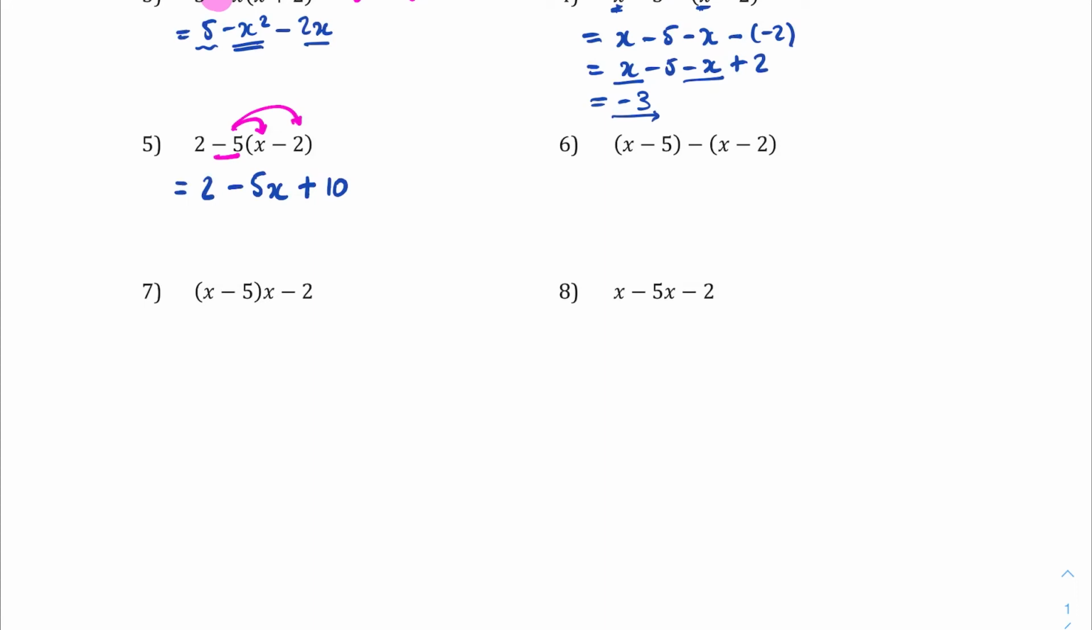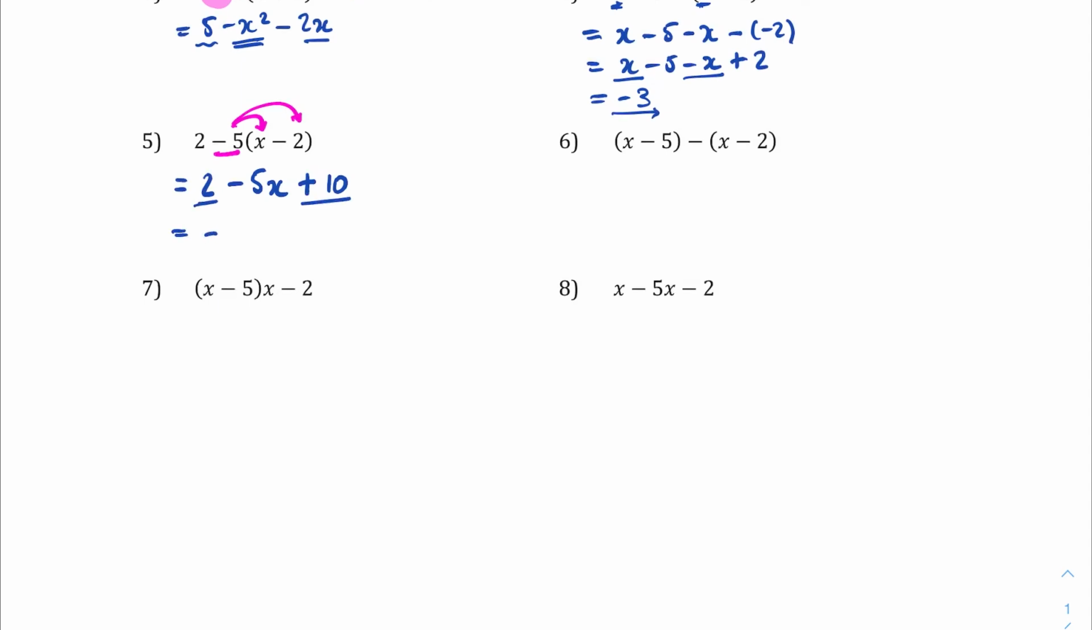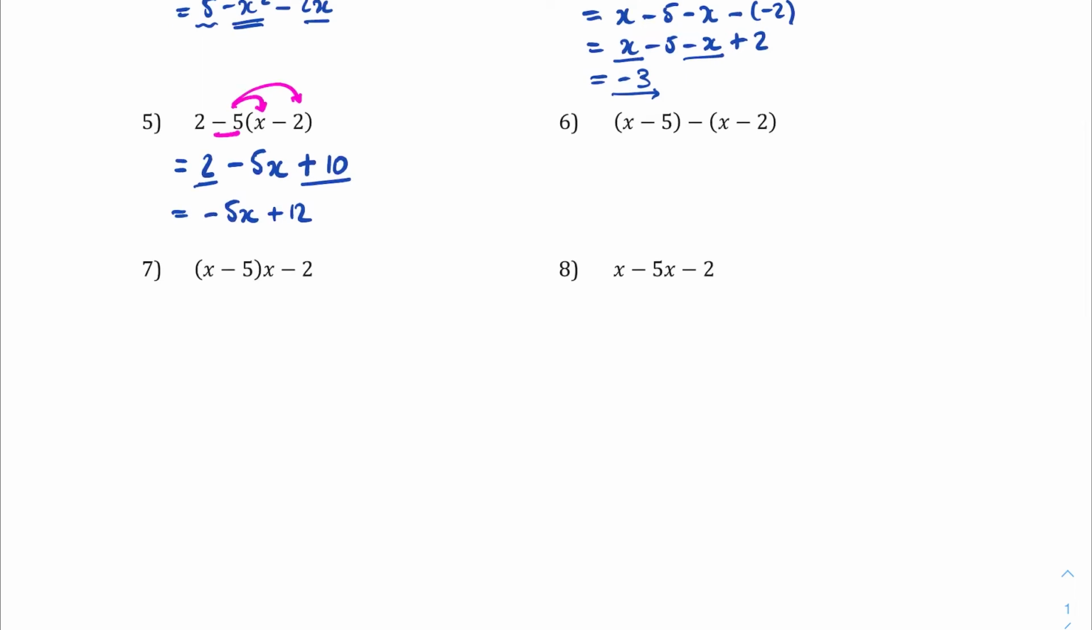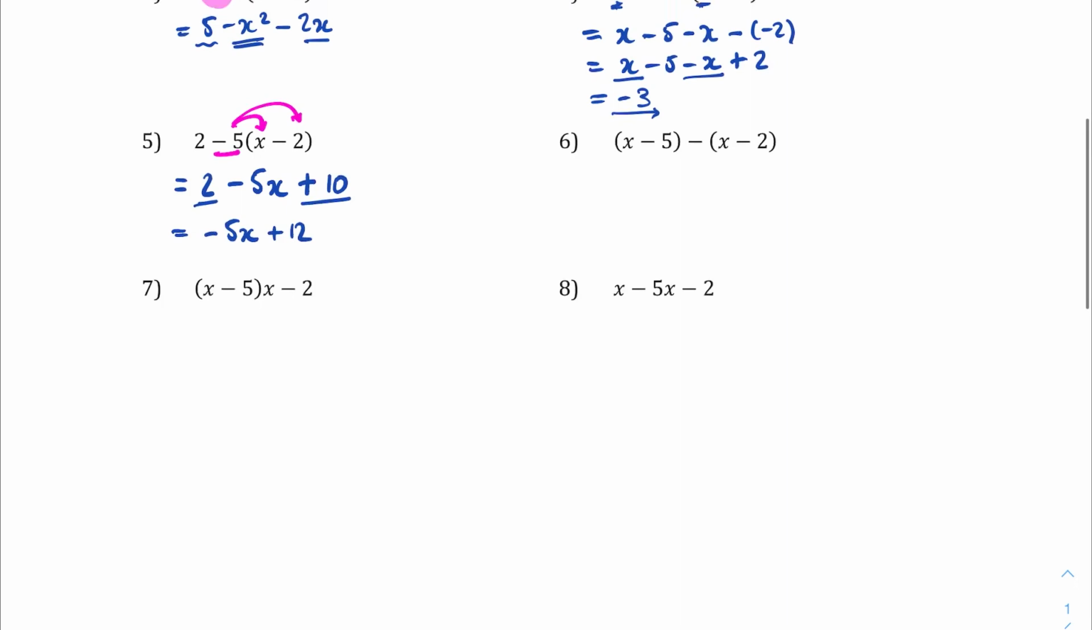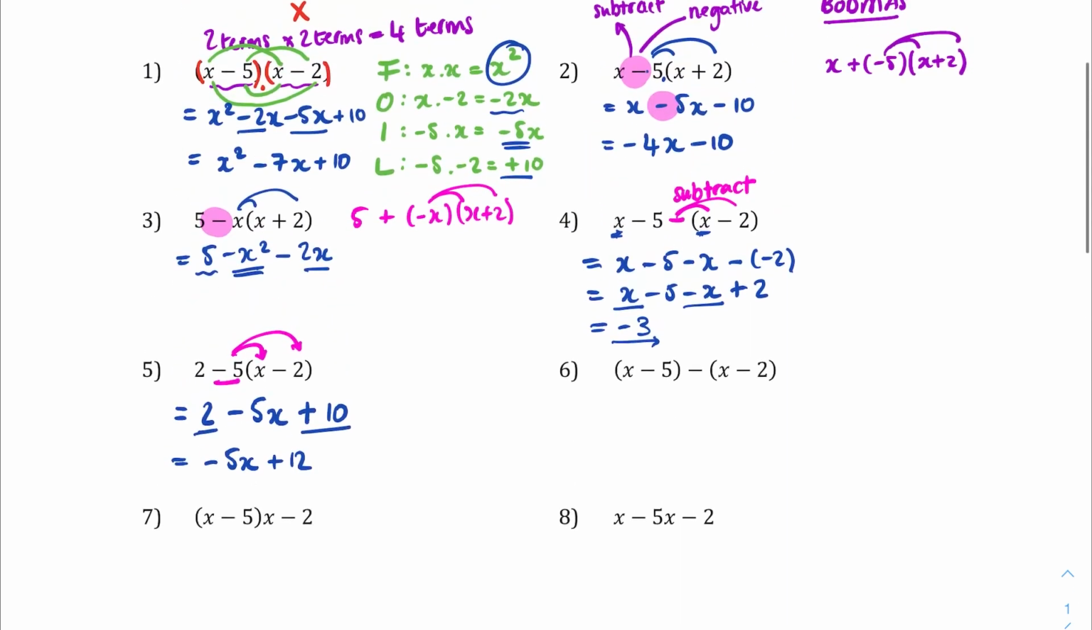Now that we have done the multiplication, we look: can we add and subtract anything? Yes, we can. Here, I have like terms. So I'm going to write my x first, and I'm going to say I've got 2 plus 10 is positive 12. Okay, number 6. I want you to compare number 6 with our very first question, number 1.